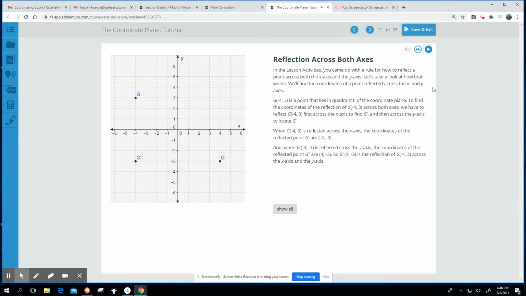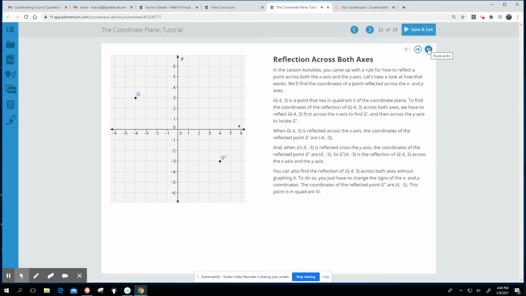So you can see when it is reflected across two axes, we go from the original point, which was (-4, 3), and when you reflect it across two axes, both the x and the y coordinates become opposites. So the opposite of -4 is +4, and the opposite of +3 is -3. So once we've gone across both axes, we end up with the x being opposite and the y being opposite.